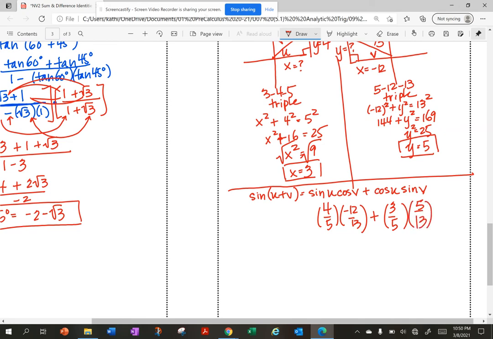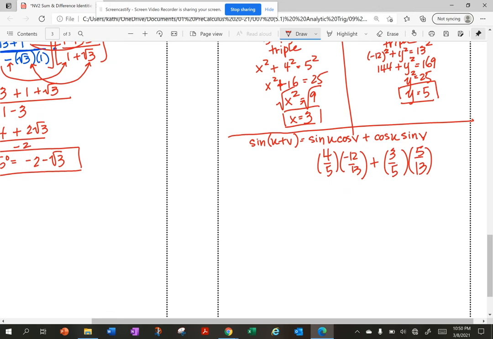So I'm multiplying numerator times numerator, denominator times denominator. So 4 times negative 12 is negative 48. 5 times 13 is 65. 3 times 5 is 15. 5 times 13 is 65. So negative 48 plus 15 is 33 over 65.